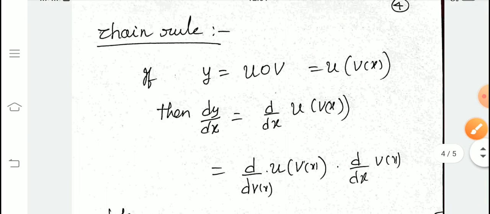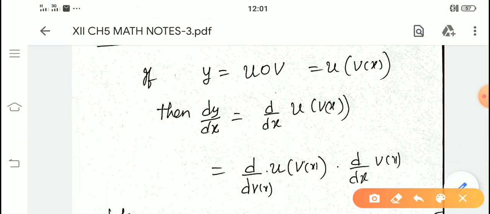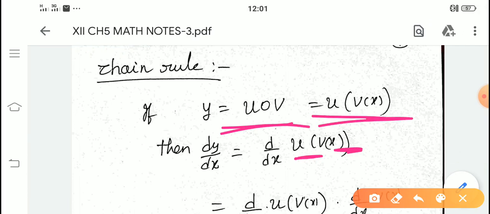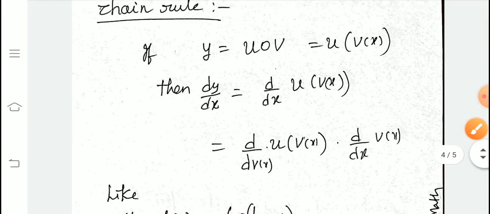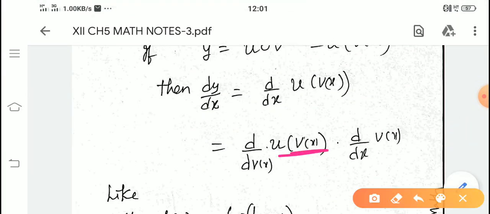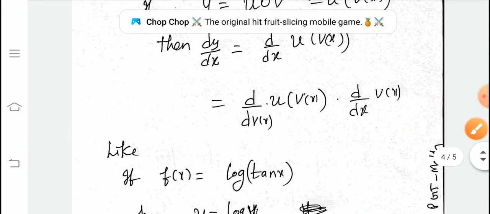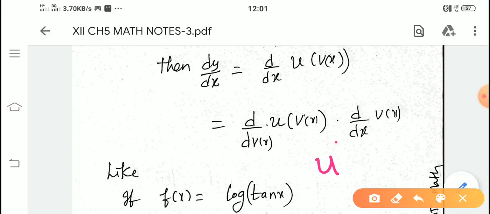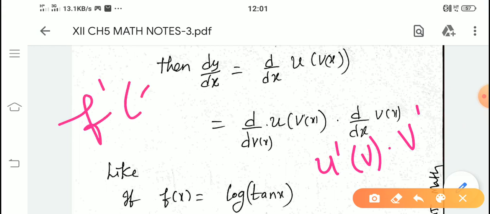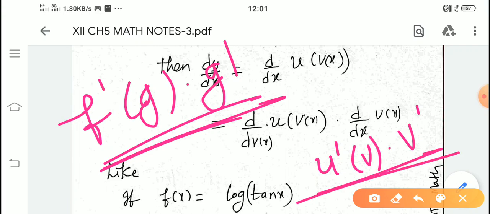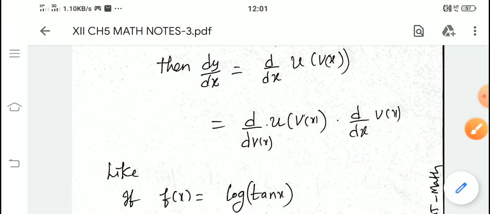Next, I explained the chain rule here with u circle v, u of v of x. First the derivative of u, then the derivative of v multiplied. That's what I did here: the derivative of u with respect to v of x, then the derivative of v of x. In another way you can write this as u dash of v into v dash, like f dash of g into g dash. This is the chain rule for composite functions. That is the derivative of u circle v.